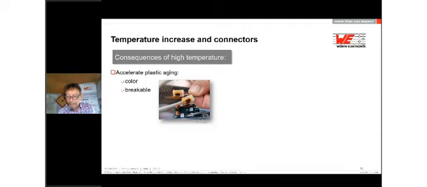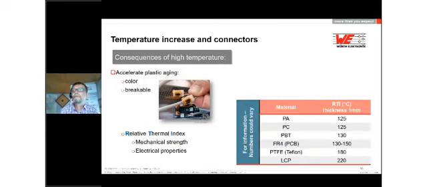Therefore, we have to respect the RTI, the relative thermal index of our plastic material. So let's have a look at the table here. The RTI says 125 degrees is okay for polyamide. A standard terminal block is made out of polyamide. And that is the reason why we say the maximum operating temperature for our terminal block is 105 degrees. There's a margin of 20% inside, so that we do not reach the relative thermal index of this material.